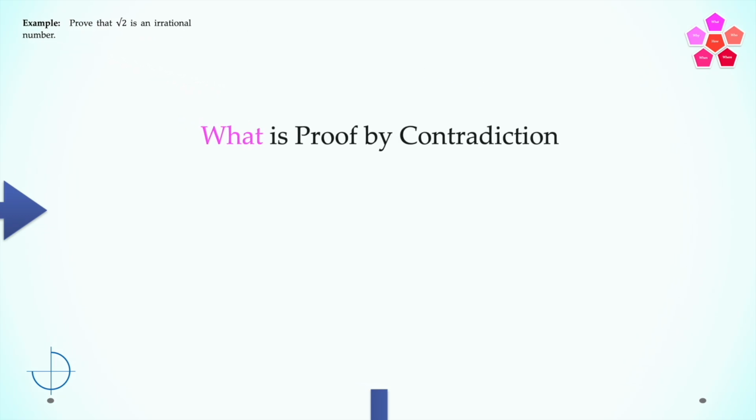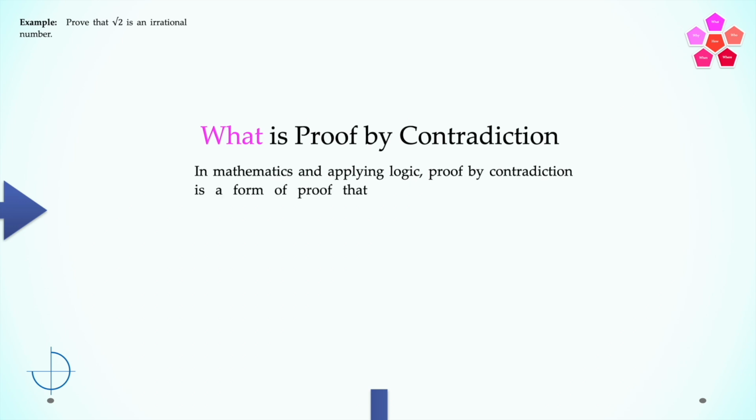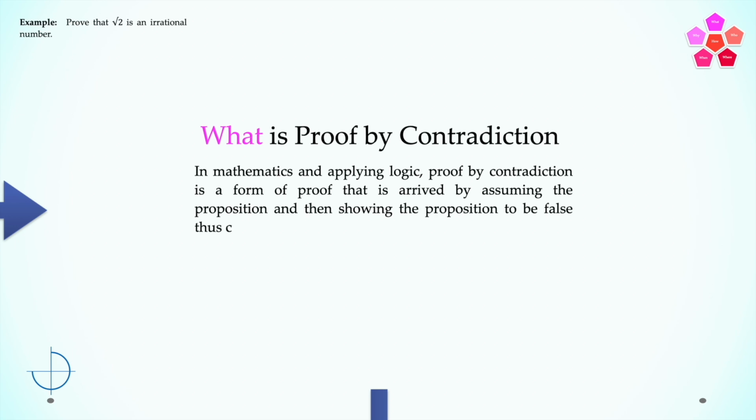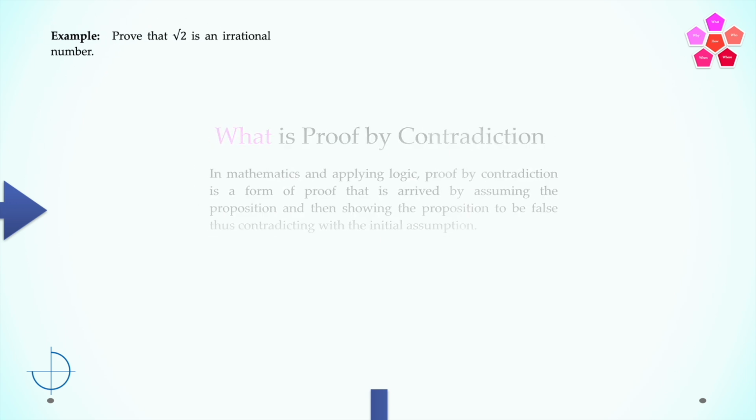So let's take an example. Prove that root 2 is an irrational number. In order to prove this, we'll be using proof by contradiction. In mathematics and logic, proof by contradiction is a form of proof that is arrived at by assuming the proposition and then showing the proposition to be false, thus contradicting the initial assumption. So if your assumption is incorrect, what you inferred from that assumption is also incorrect. Let's see an example of proof by contradiction by proving the irrationality of root 2.